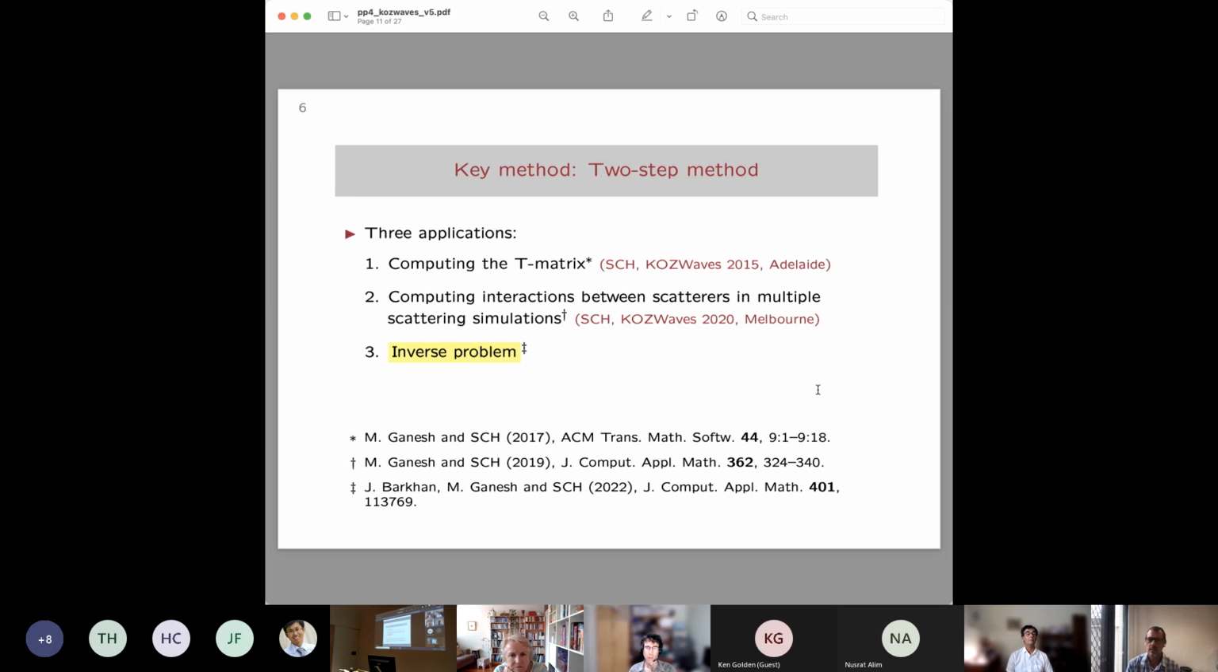Another application is to compute the interactions between scatterers in large-scale multiple scattering simulations. I talked about that. It was in a different life. It was my last trip anywhere in this time in 2020 in Melbourne. And then the third application is this inverse problem application, which is what I'm talking about today. And the references there cover those 3 applications.